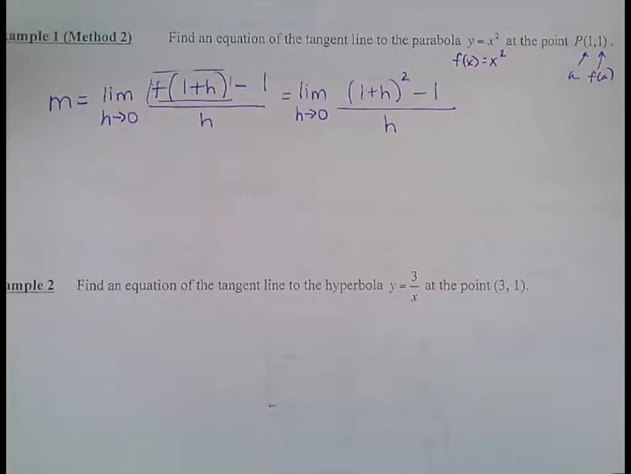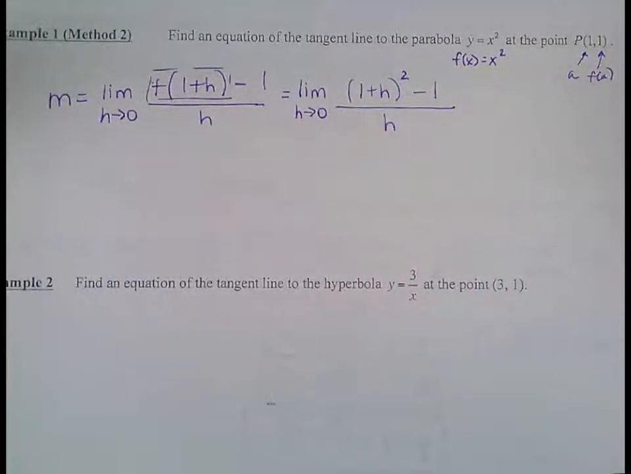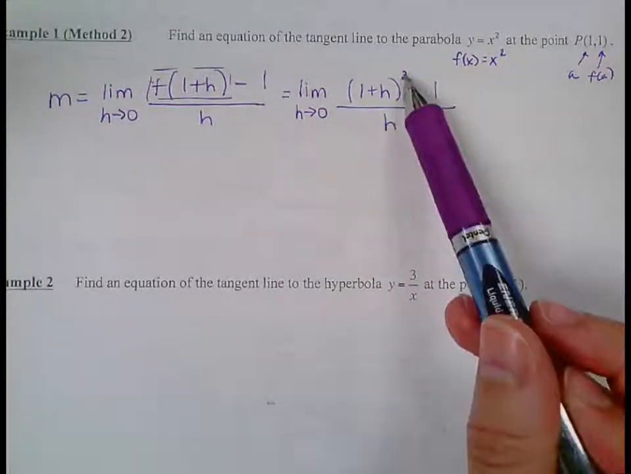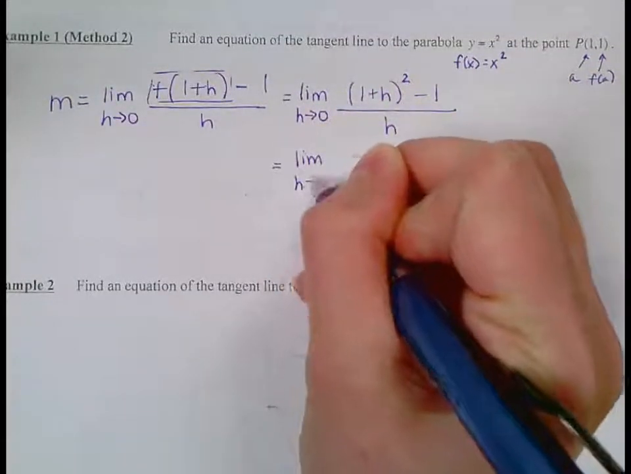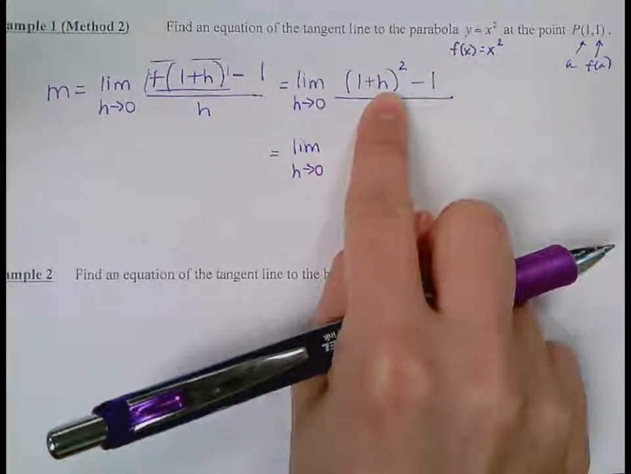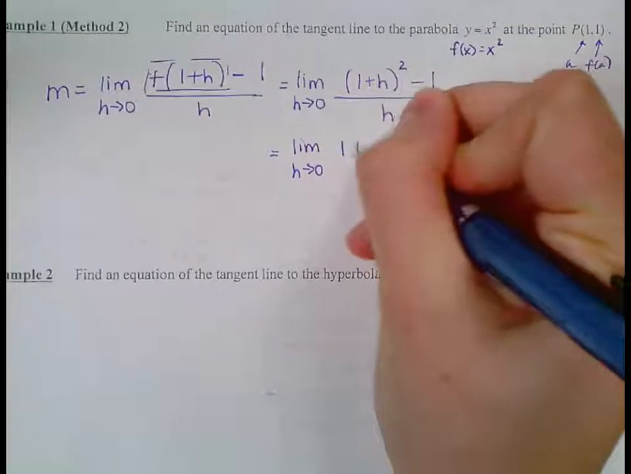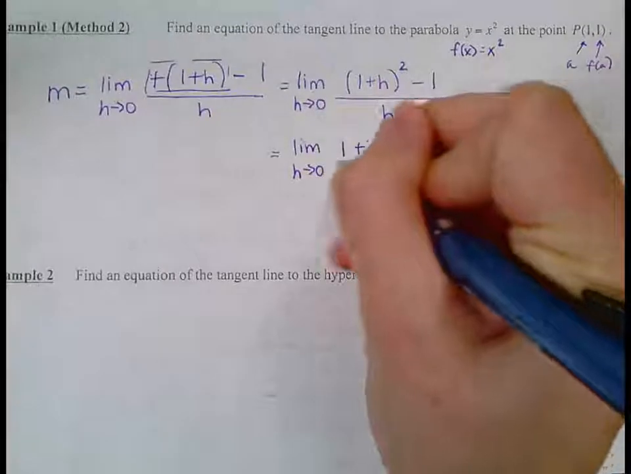Now you still can't use direct substitution. You're still going to get 0 over 0. But how would I rewrite this to evaluate it? Yes, expanded, or I heard FOIL because it's 1 plus h quantity squared. I'm glad I heard FOIL and not distributing the exponent. Don't do that. Well, it might be fun, but it's not going to get you a right answer. So this is 1 plus h times itself. So that would be 1 plus 2h plus h squared. And then I still have the minus 1 all over h.